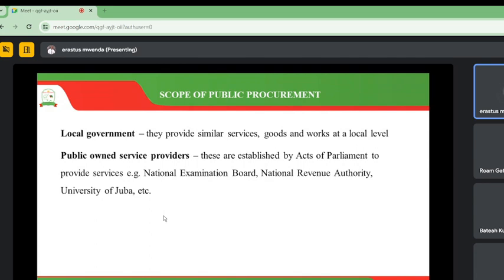Service providers, in the context that when we are talking about the National Examination Board, this particular institution is in charge of all the exams in a country, the national exams.